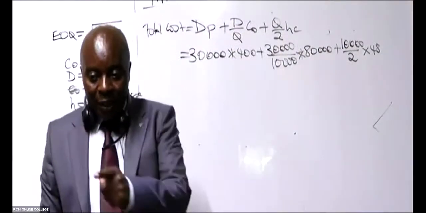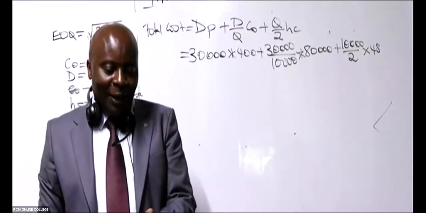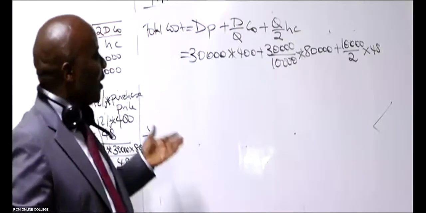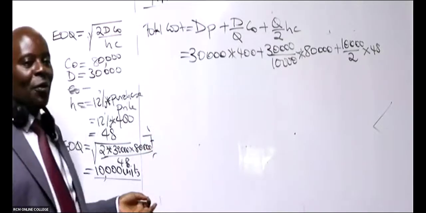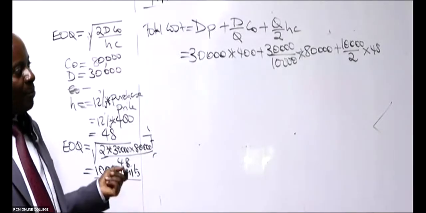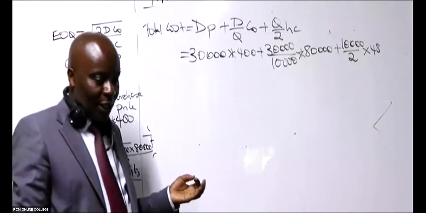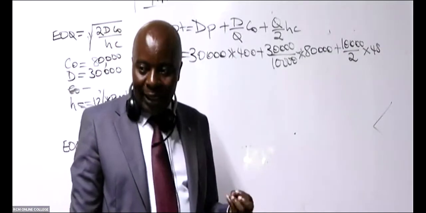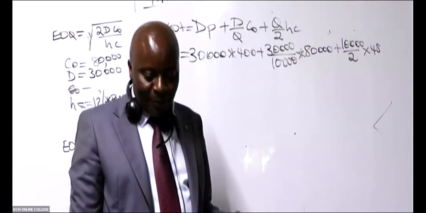So in this case, you're using your calculator, not your phone. I believe you guys have calculators, right? Thank you so much. So you say 30,000 times 400 plus 30,000 divided by 10,000 times 80,000 plus 10,000 divided by 2 times 48. Who will be the very first person to give me the answer here?